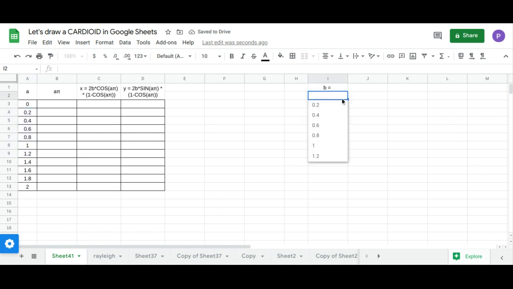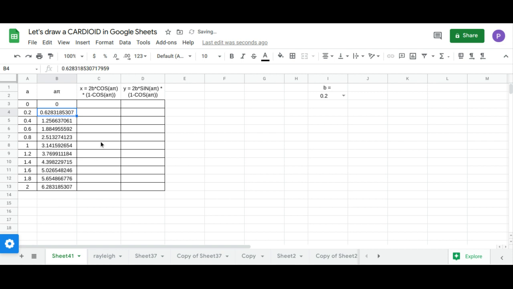So we can start from point 2. And the value of A pi, which is equal to array formula A times pi. And the value for X, which is equal to array formula 2 times B times cosine of A pi times the quantity 1 minus cosine of A pi.